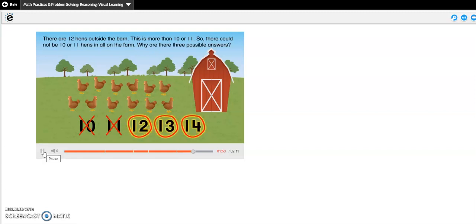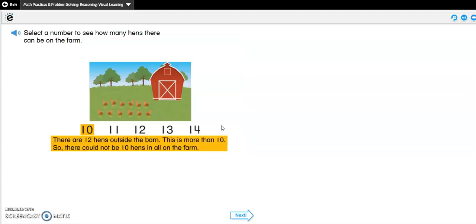There are 3 possible answers. Why are there 3 possible answers? Usually when we count, there's only one answer. But today we had an extra step to our question. They had told us that there may be 0 hens inside the barn, there may be 1, or there may be 2. So that would give us 3 different answers. Let's try and see what we can come up with.